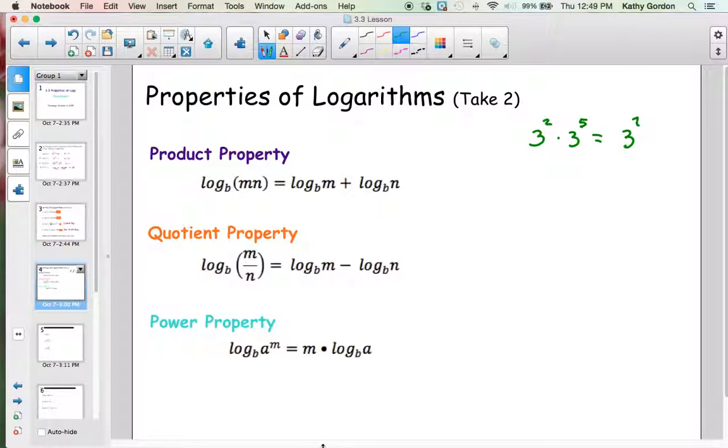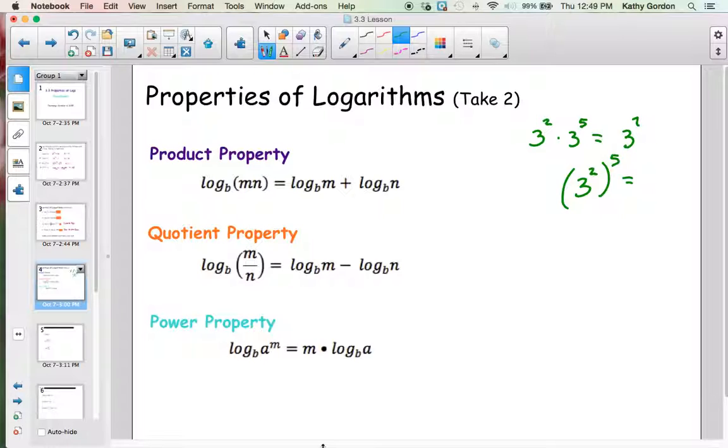Similarly with quotient. If I want to take the log of m divided by n, what do we do when we are dividing exponents? Subtract. So I can subtract the log of m and the log of n. And then what happens if I take an exponent and raise it to another power? We multiply. So that's what this is saying. If I'm taking the log of something raised to a power, I can rewrite that as just taking that power multiplied by the log of a.